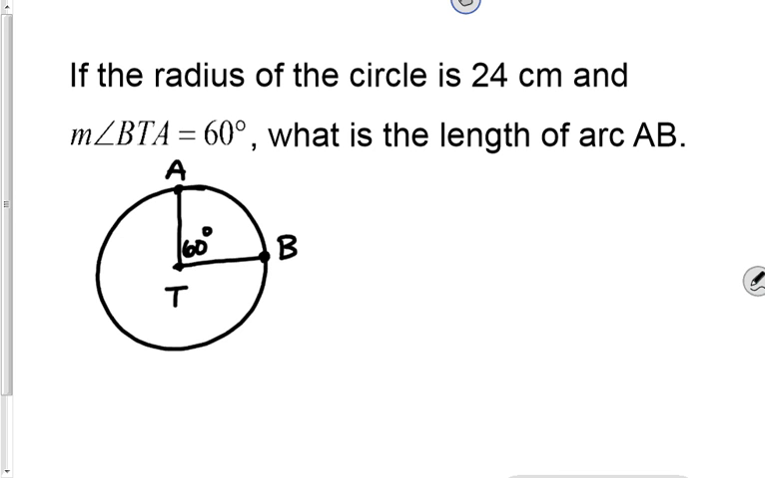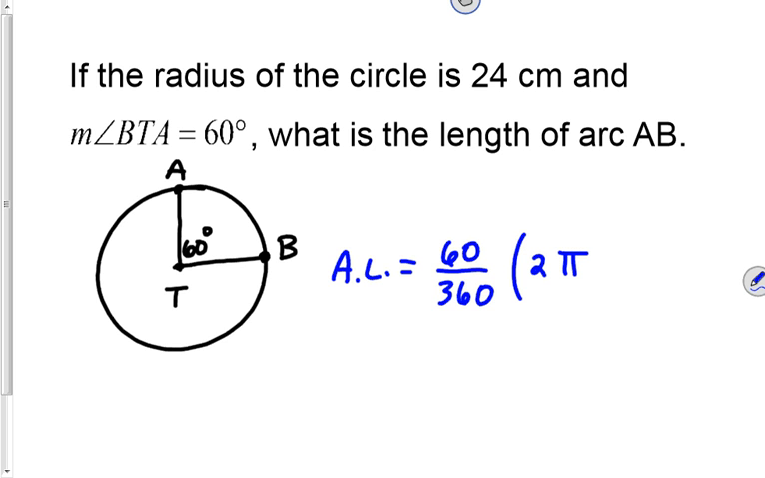Well, if that angle is 60 degrees, then we know that arc AB has a measure of 60 degrees. So to calculate the arc length, I'll just say AL for arc length. I take the arc measure over 360 times the circumference of the circle. Well, they didn't give me the circumference, but they gave me the radius. So I can calculate it, 2 pi r, which is 24. Okay, so now I can simplify all of this, right?